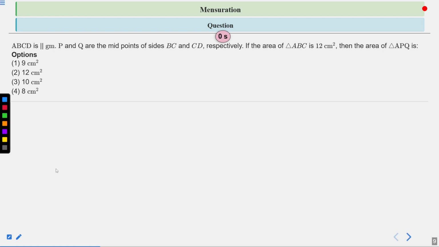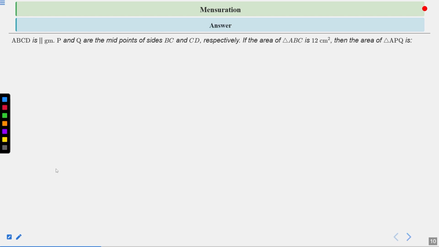Now time's up. Let's see the solution of this question. So the question says that ABCD is a parallelogram. P and Q are the midpoints of the sides BC and CD. In a parallelogram, opposite sides are parallel and equal to each other. And midpoints are given of BC and CD respectively. And it is also given that the area of triangle ABC is 12 square centimeter. So we need to calculate the area of APQ. So the correct answer of this question is the first one, which is 9 square centimeter.